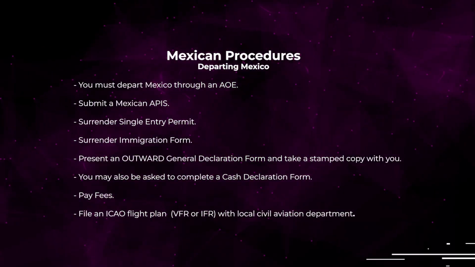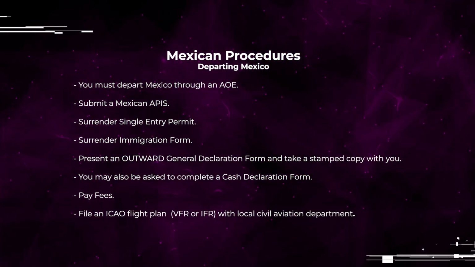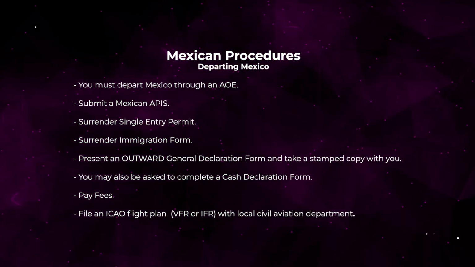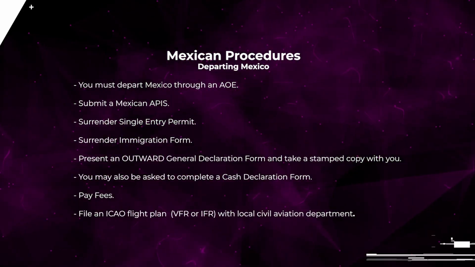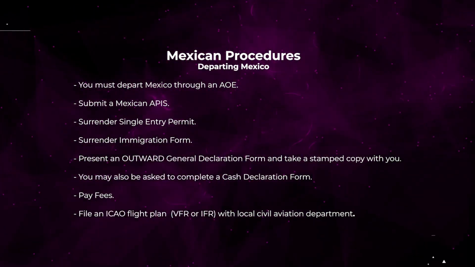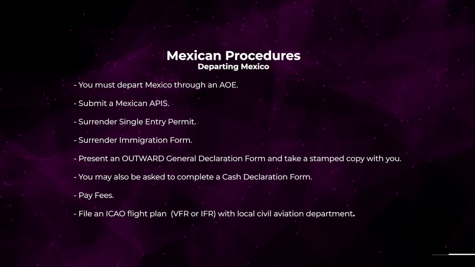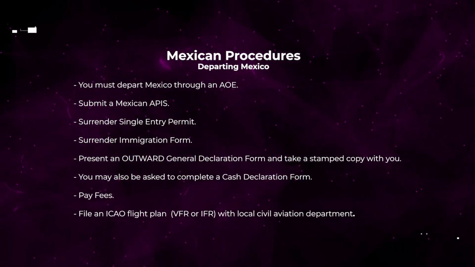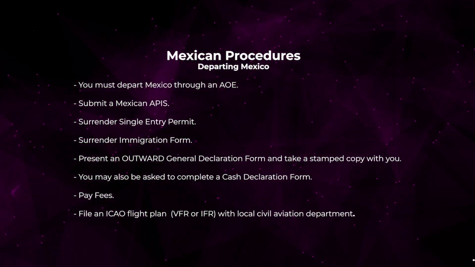On departure, you may once again be asked to complete a cash declaration form, and you will need to pay a Mexican immigration departure fee from the airport and any other airport fees and FBO fees that may be applied. Once done, you'll need to present your ICAO flight plan form, and remember that when you depart a Mexican towered airport, both your IFR flight plan or your VFR flight plan will be automatically activated by the tower.